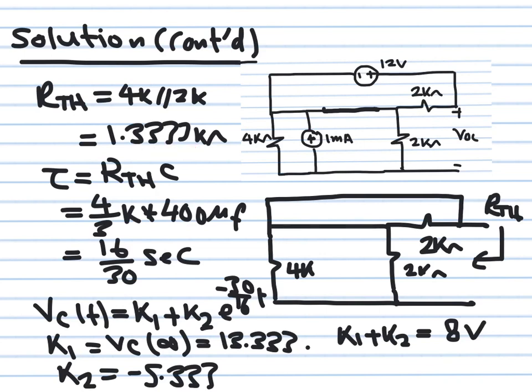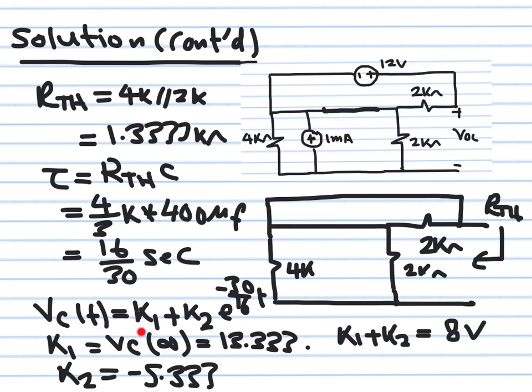Then the time constant for the capacitor charging is R Thevenin multiplying C. The equivalent capacitance value we calculated is 400 microfarad. The Thevenin resistance here is 4 over 3K. If you multiply them, this is 10 to the power 3, this is 10 to the minus 4. So this will give you 16 over 30 seconds. Okay, so now we have all the information that we need to use the step-by-step method.